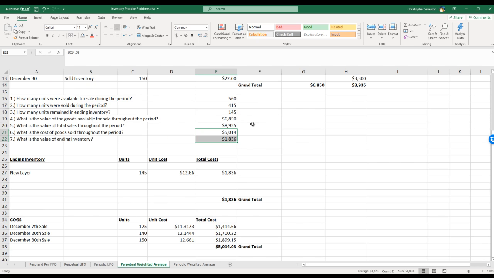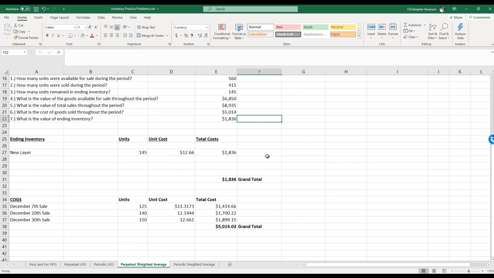Now, remember the rule I said earlier is that generally 6 and 7 should equal your total of goods available for sale, because the goods have to be somewhere. They've either been sold or they're remaining in ending inventory. Just as a double check here, let's add these two together. Sure enough, we get 68.50, which again, might be slightly rounded. There were 3 cents down here. That's fine. That ties out to this 68.50. So we are good to go for perpetual weighted average.